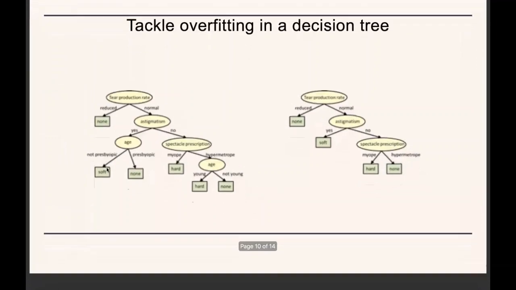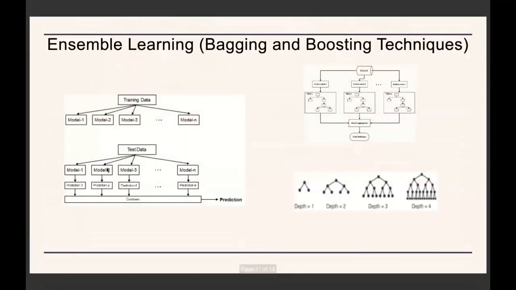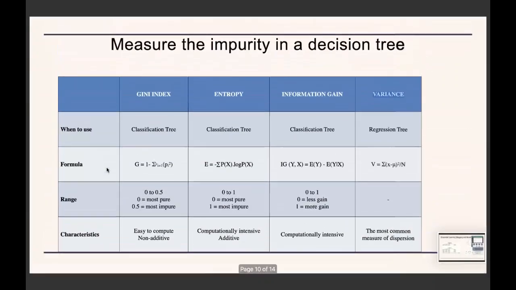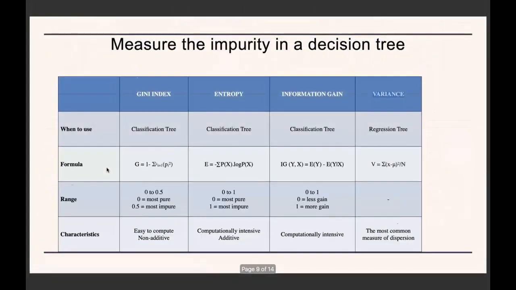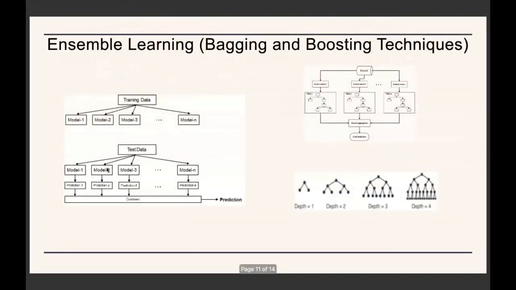The next set of algorithms are ensemble-based models. The bagging and boosting algorithms. What are they? Bagging and boosting algorithms. If you look at the algorithms that we have discussed so far, decision trees or linear regression, all of that, they are standalone models, single models.